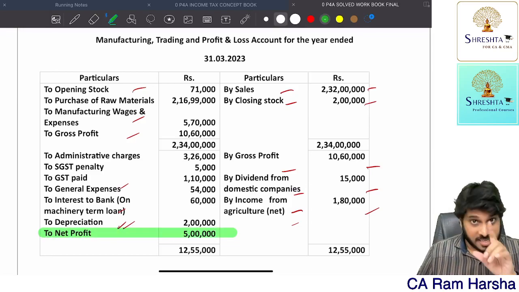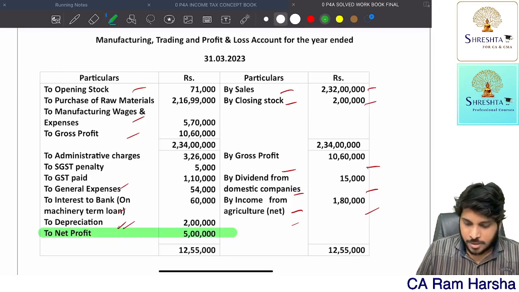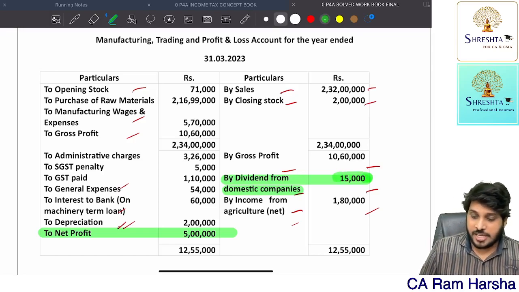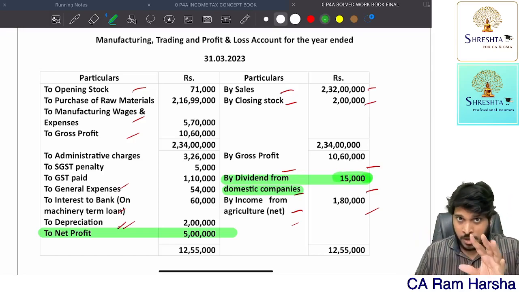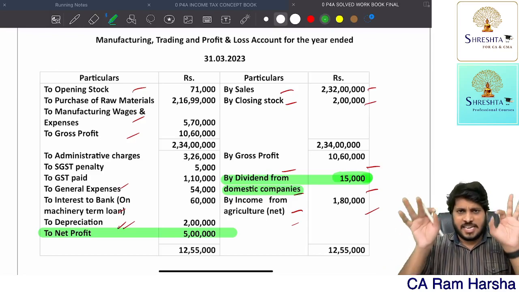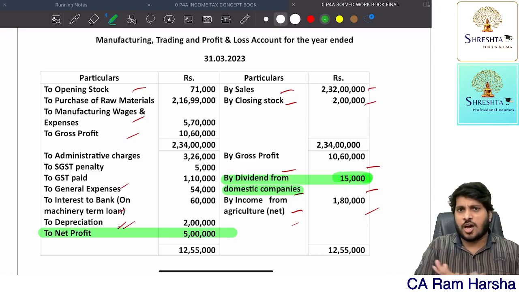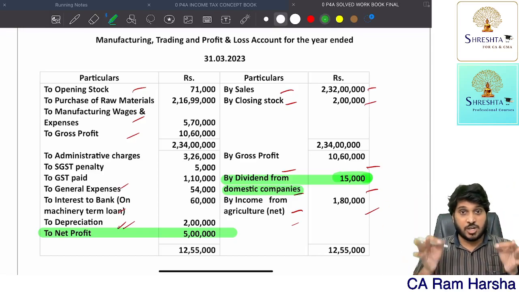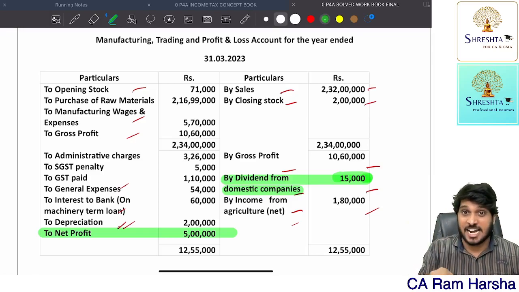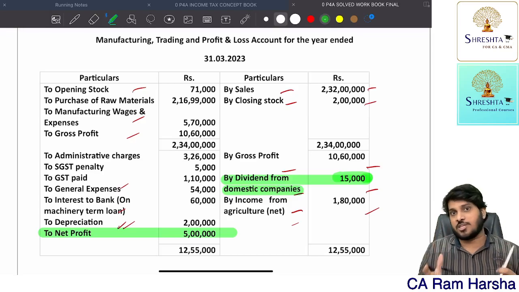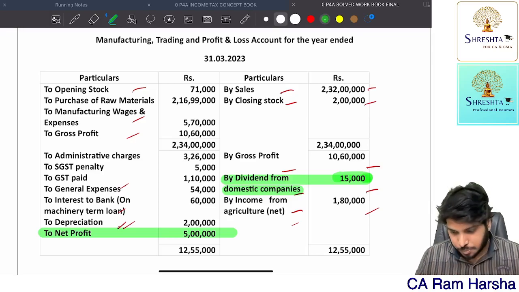But in this question, I'll give you one example. Dividend from domestic companies is there. Dividend income of 15,000 is credited in the P&L. Just one example I'm telling you. I am not solving this question at all. In this video, my objective is not to solve any question or explain any particular section. My objective is to give you an understanding of how, conceptually, we do computations in PGBP.